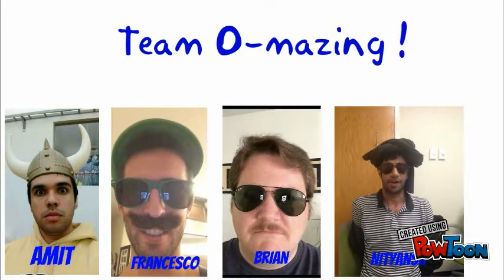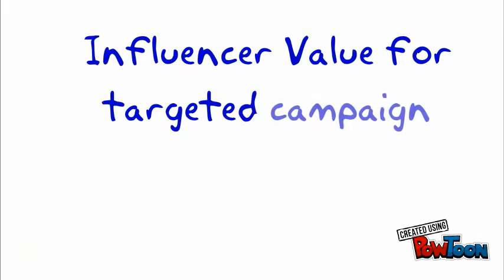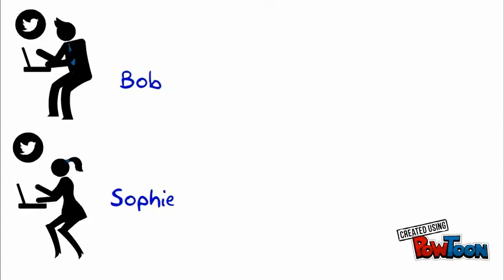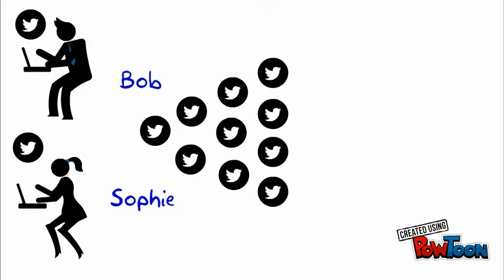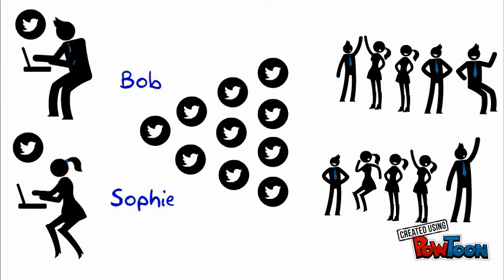And what we're here today to talk to you about is the influencer value for a targeted marketing campaign. Let's say you have two influencers, Bob and Sophie. Current methods quantify their number of followers, Bob and Sophie's distribution in the network, but they don't go so far as to say how much of their network consists of followers that are part of the target market.